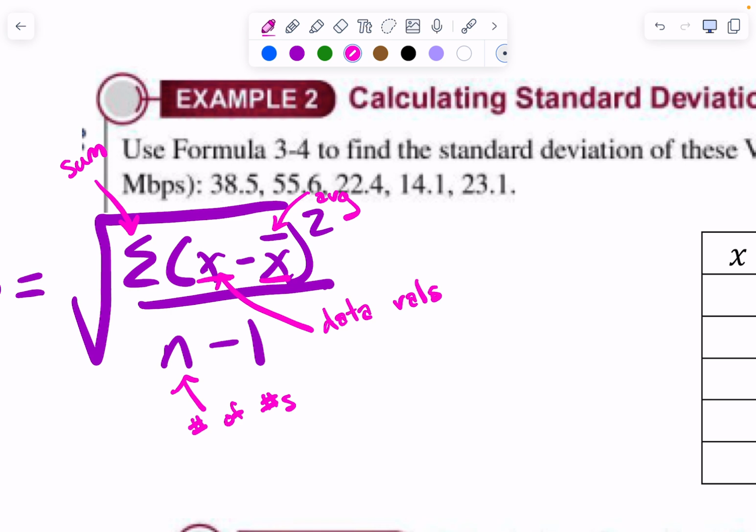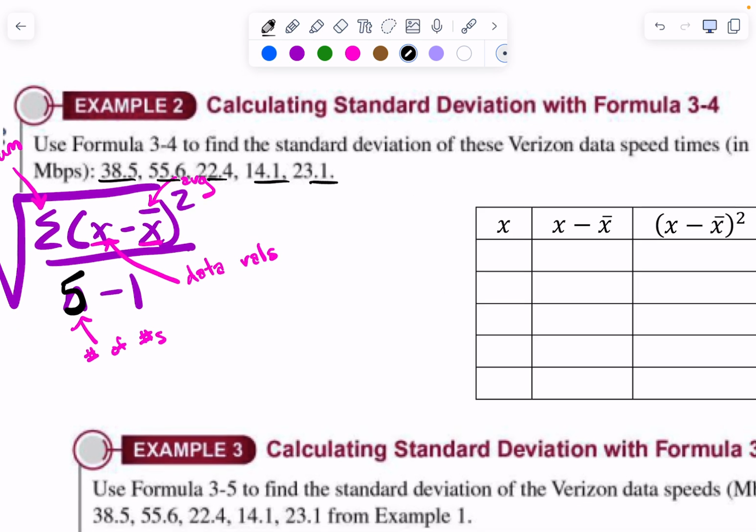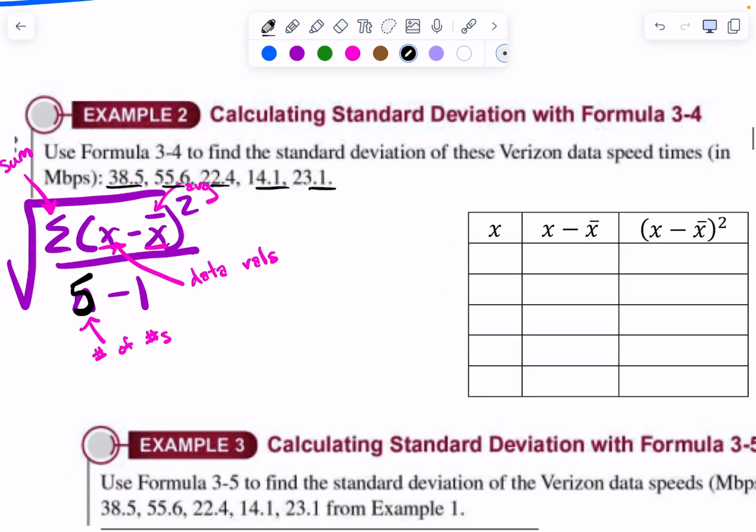Okay, example 2. How many numbers do we have? 1, 2, 3, 4, 5. So n is 5. N minus 1 will be 4. Yes, true. But n is 5. Okay. Now the sum. I need to know what x bar is. X bar is the sum of them divided by 5. Does somebody want to find that number for me?